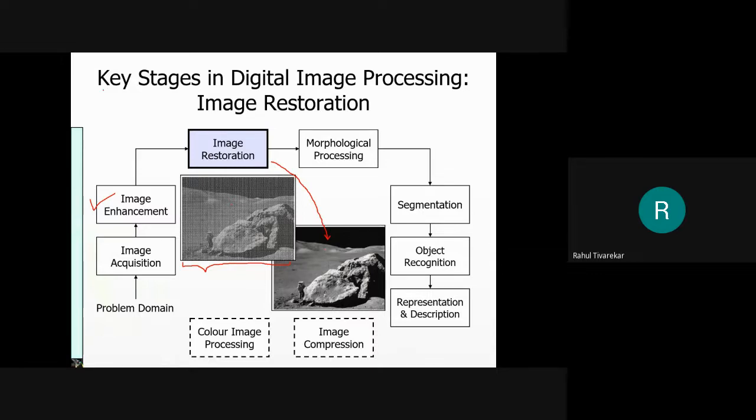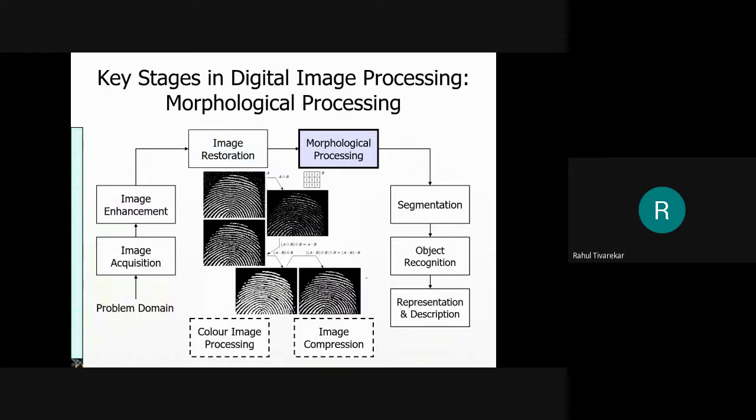So the key stages of digital image processing: first we saw the problem domain, that is the actual scene. Then we acquire that image by using the camera. It has the sensor, it generates the digital image, which is kind of a matrix. Each matrix number is stored with a finite number of bits, and then it is enhanced, and then it is restored. After restoration, we have morphological processing.